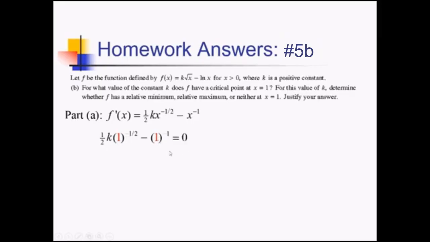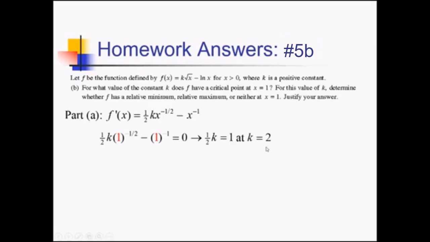And we're only concerned with where we get 0 versus DNE, because DNE would also give us critical points for the first derivative. But the only place your first derivative is going to be undefined is if you're taking square roots of negatives, which we can't do because they specified x is greater than 0. So this is the only critical values we care about. Now, when you raise 1 to any power, it's still just 1. So this is going to be 1/2 k minus 1. We can add the 1 to the other side. So we've got 1/2 k equals positive 1. Multiplying by 2, we see that k equals 2.